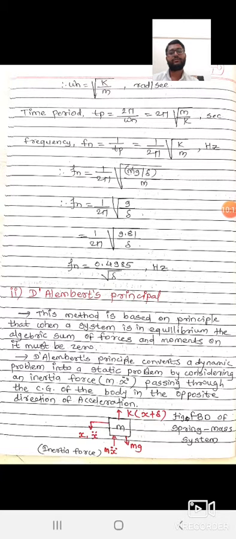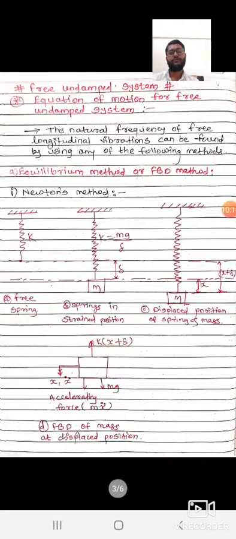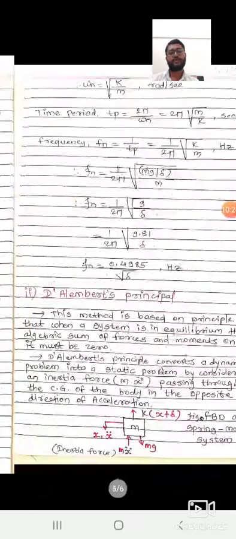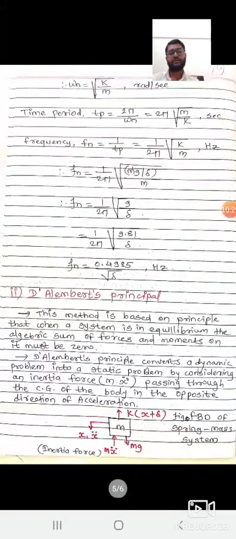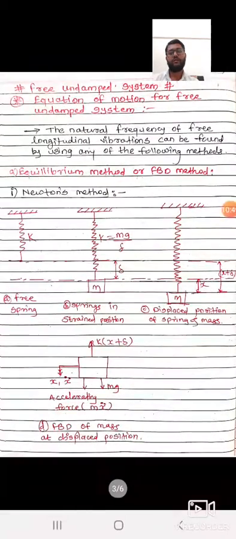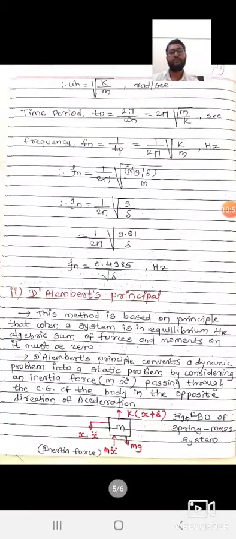So the FBD shows the exact opposite of the first one. The first FBD, of the mass at displaced position, belongs to the first method, the equilibrium method. In the equilibrium method we have shown the accelerating force in the downward direction, but D'Alembert's principle indicates that the inertia force acts opposite to that, which here means mx double dot, the inertia force, is acting upward. So this is the difference between D'Alembert's principle and the equilibrium method, that is the FBD method.